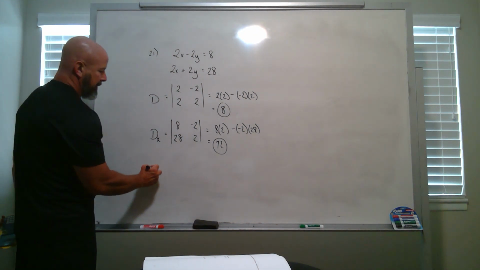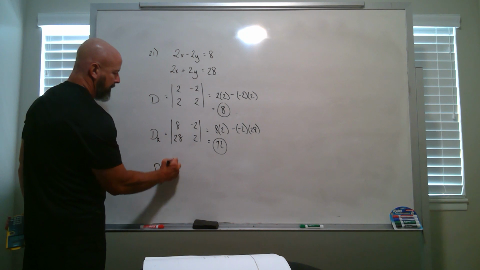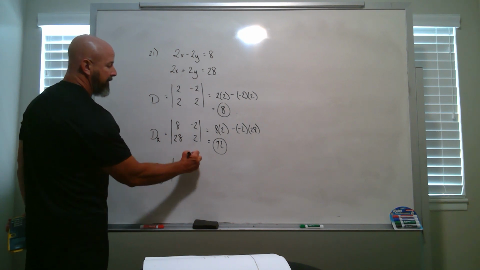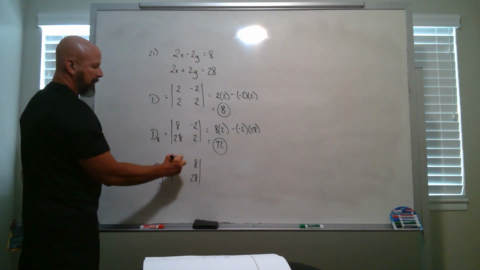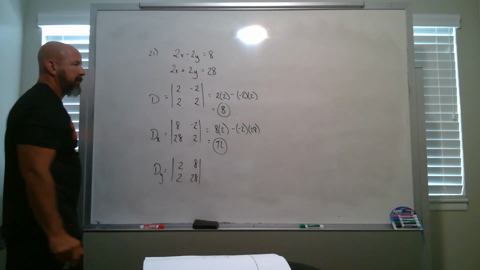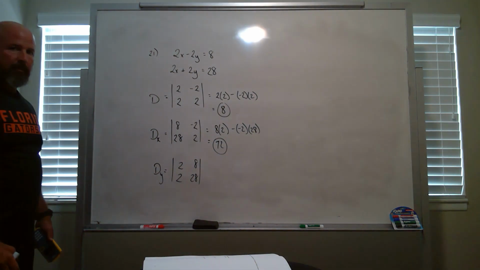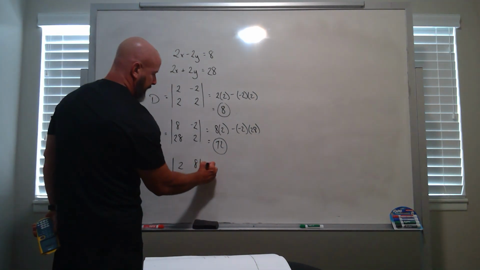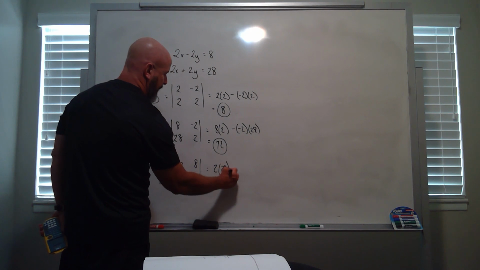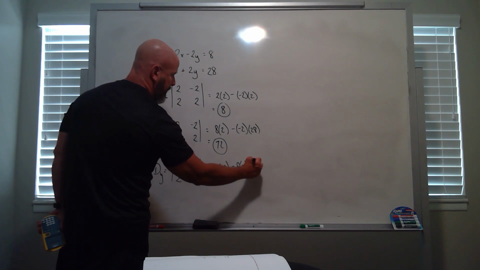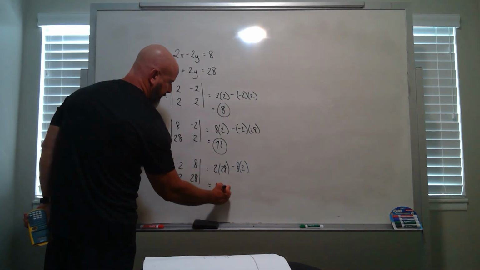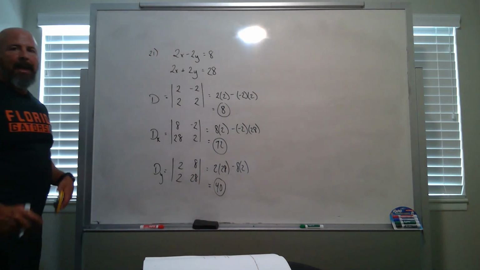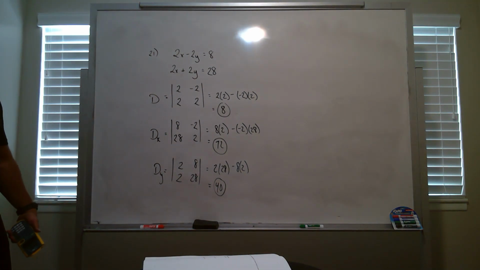Then D subscript y. D with respect to y means the answers, 8 and 28, are replacing the y column, and then the x column is back to that 2 and 2. So we've got 2 times 28 minus 8 times 2. That should be 40. Now I've got the values that I need to solve this using Cramer's rule.